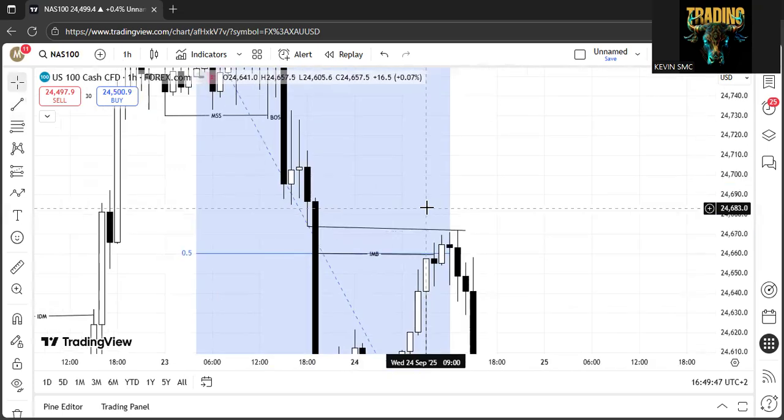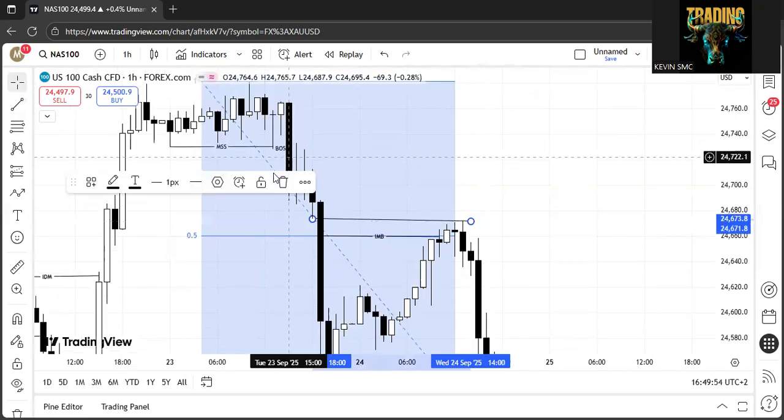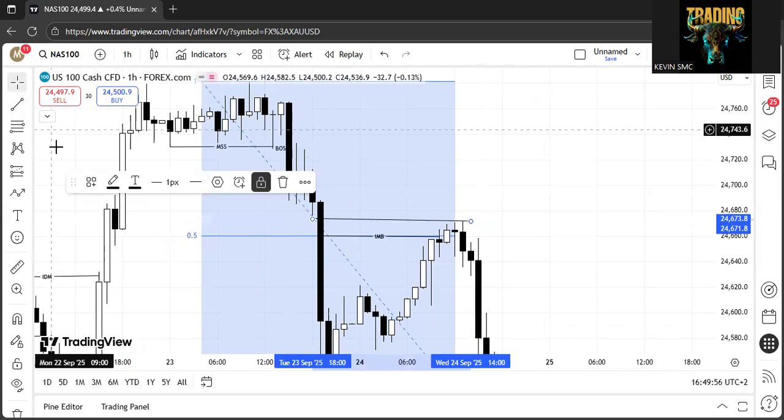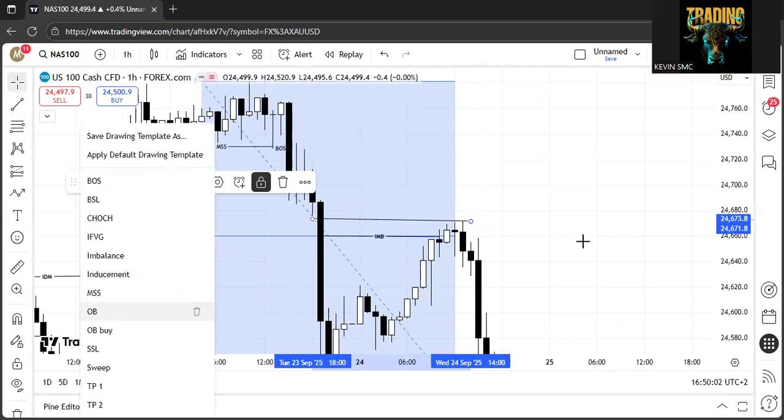Why didn't it touch on this server? Anyway, we're going to fix that later, but on the server that I normally use, this order block was touched, so we're just going to go ahead and say it was touched.